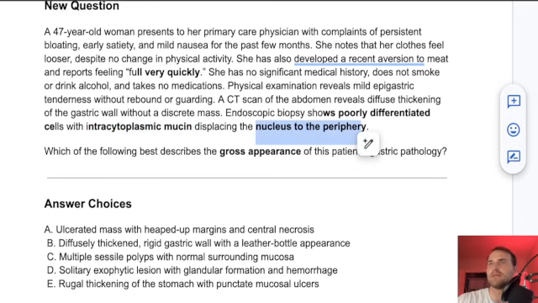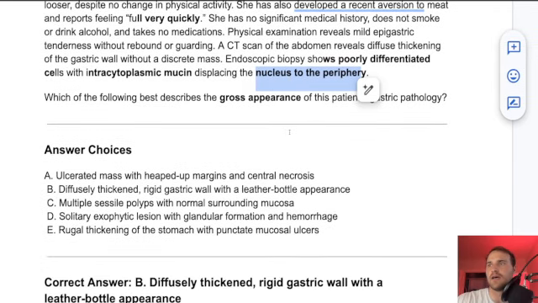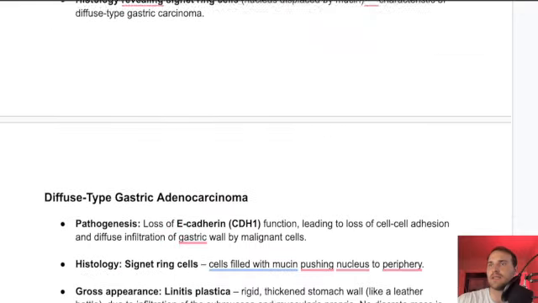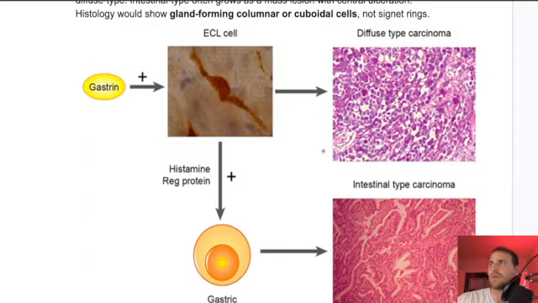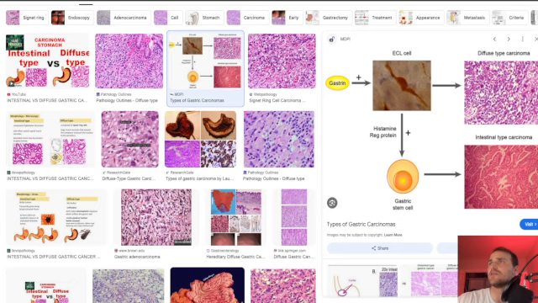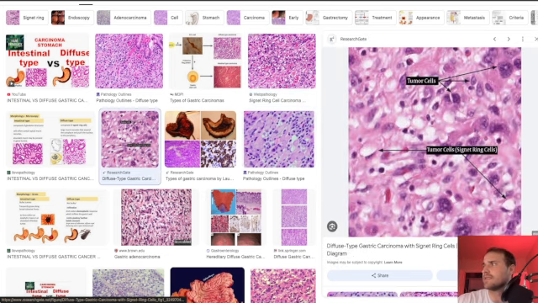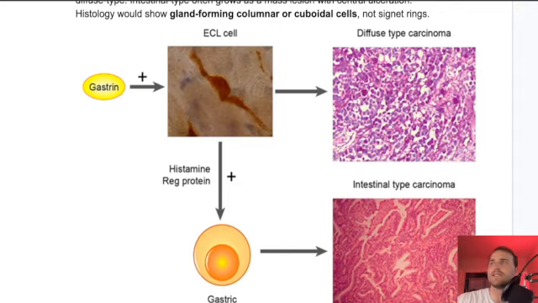Okay, we should be thinking of two types of gastric cancer. There's our diffuse type, which is what we have here: a diffusely thickened, rigid gastric wall with a leather bottle appearance. This should make you think of the signet rings, and we'll see an image of this down below. Boom, there it is. So our signet rings, and I'll show you some other examples here. Signet rings, you can see, look like a little ring. There it is on the side. So that's our diffuse gastric cancer.